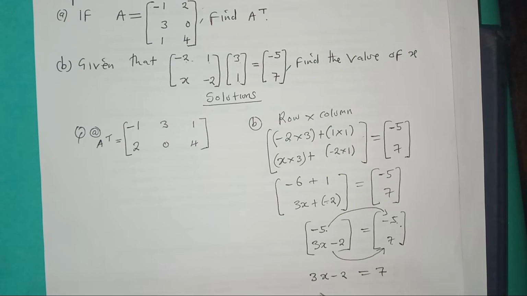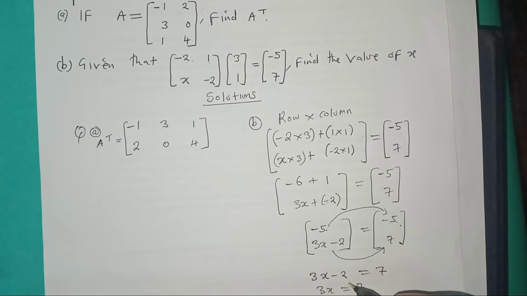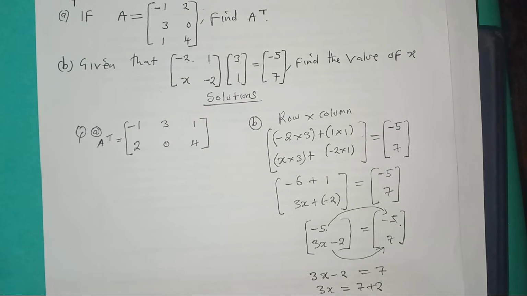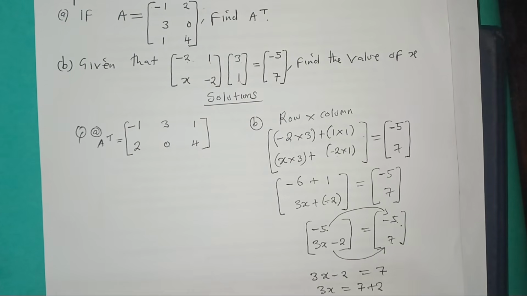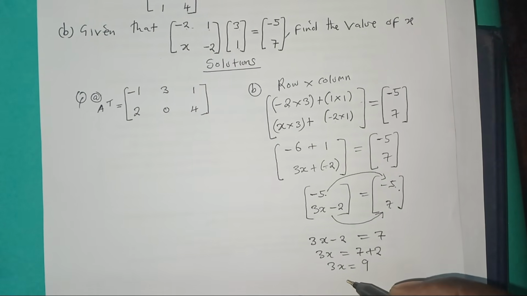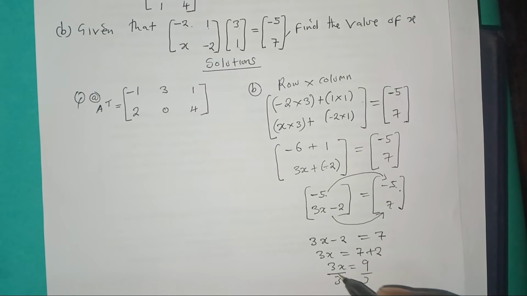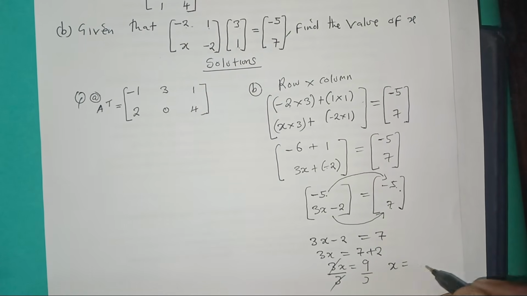Then we say 3x equals 7, then we add the additive inverse of negative 2, which is positive 2. So 3x is equal to 9. Then to get the value of x, we simply divide on both sides. So x is equal to 3.